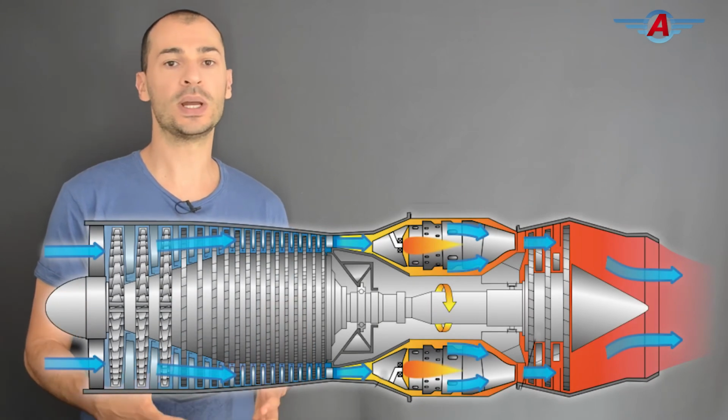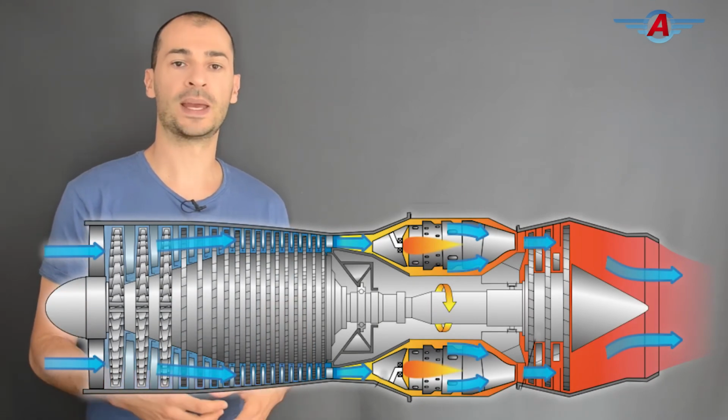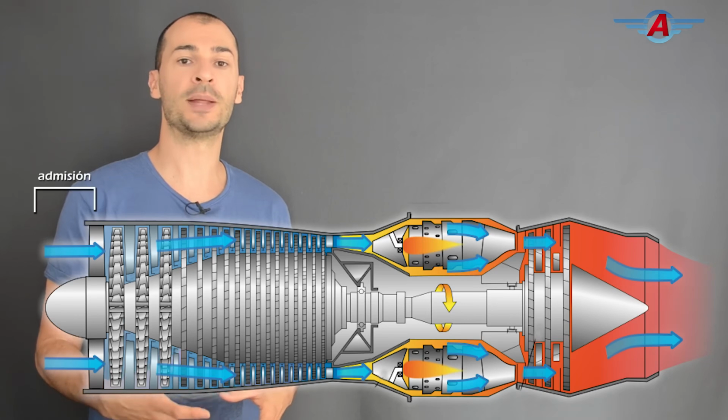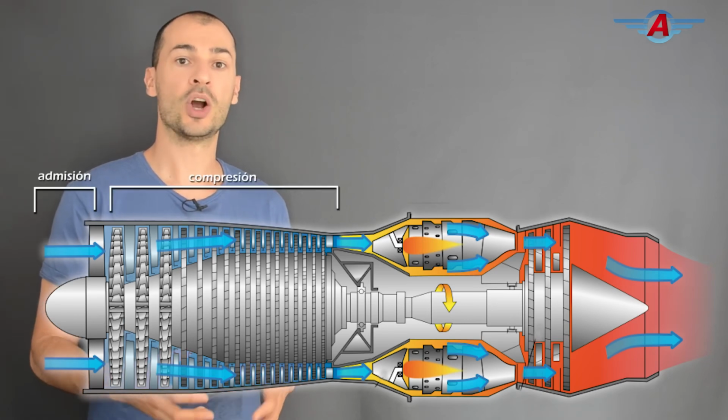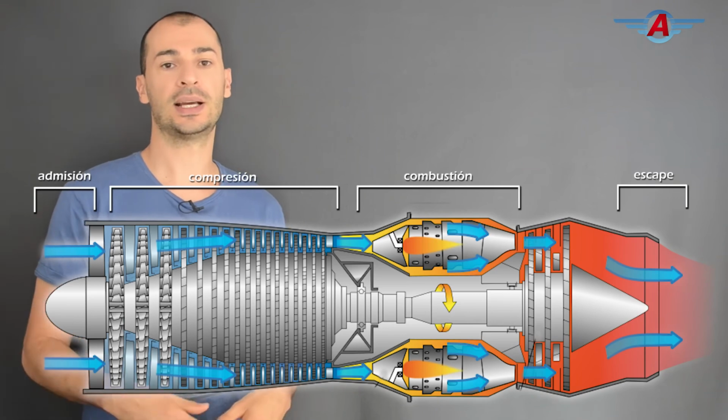The cycle of this type of engine is called Brayton, and perhaps those who know how a piston engine works realize these turbojets also work with intake, compression, combustion with expansion cycles, and the exhaust of gases.